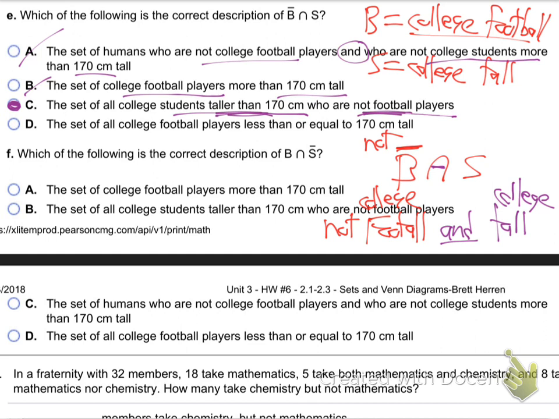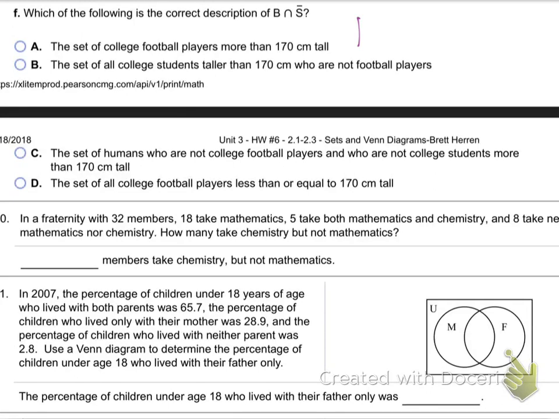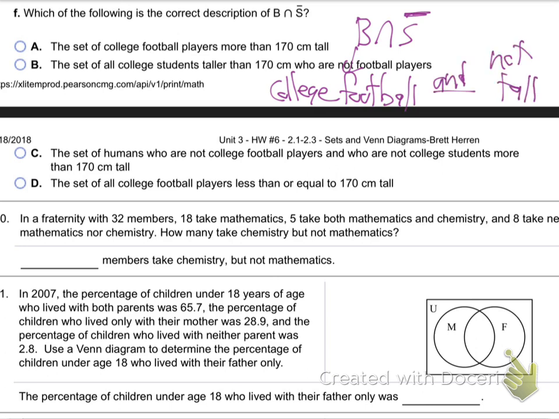So it's C. And then let's go on to F. We good with that? We've got B, overlap S bar. Right, that's football. They're college football. The overlap means 'and', not tall. College football, not tall. College football players, tall? That's tall, no. College students, tall? No, they're not tall. Not college football, no, they're supposed to be college football. College football, not tall. That's it, D. We good?